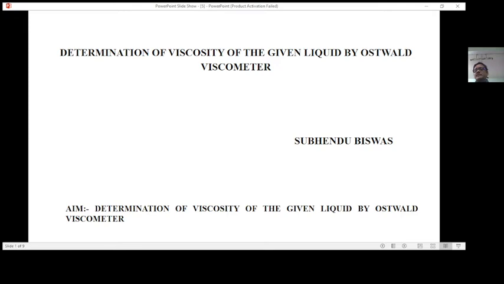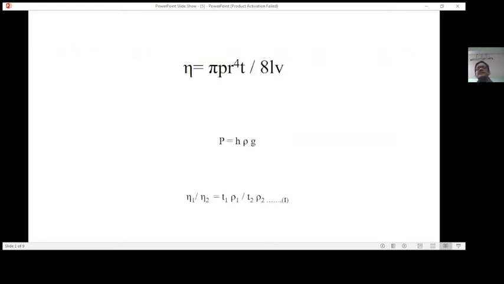Practical is determination of viscosity of a given liquid by Ostwald viscometer. There are lots of processes, one of them is given by Ostwald viscometer. Aim of this practical is determination of the viscosity of this given liquid by an Ostwald viscometer. Actually, Ostwald viscometer is a capillary property.